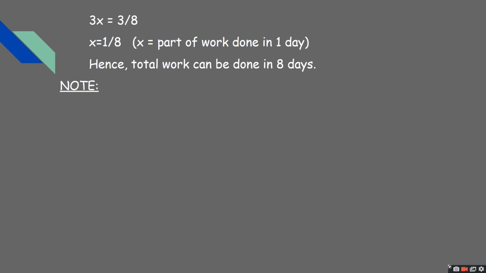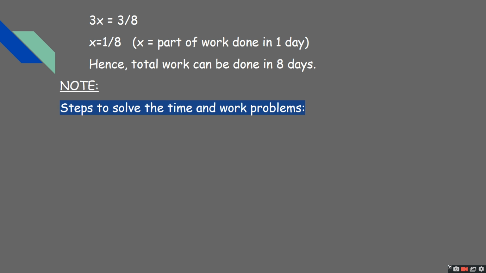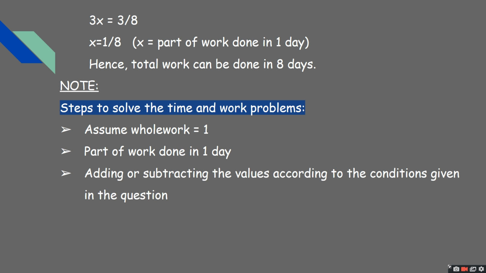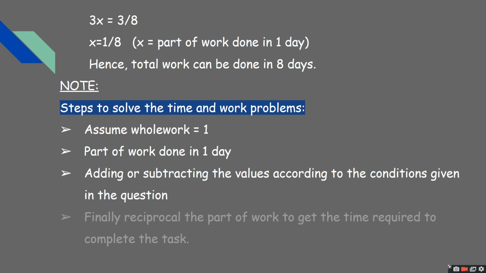Here are some points to remember. The first note is the steps to solve time and work problems. The first step is to assume all work equals 1. The second step is to calculate the part of work done in 1 day. The third step is adding or subtracting the values according to the conditions given in the question. At last, the final step is to take the reciprocal of the part of work to get the time required to complete the task. These are the points to remember when we see work and time questions.